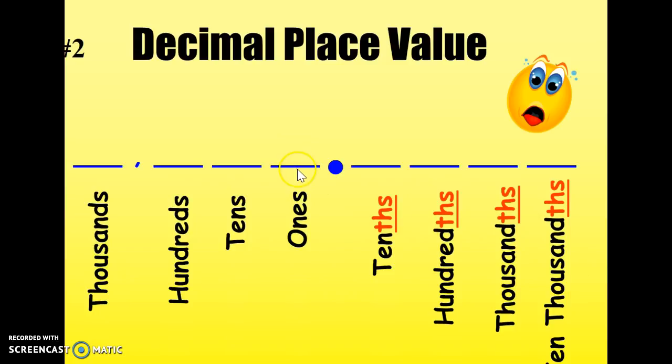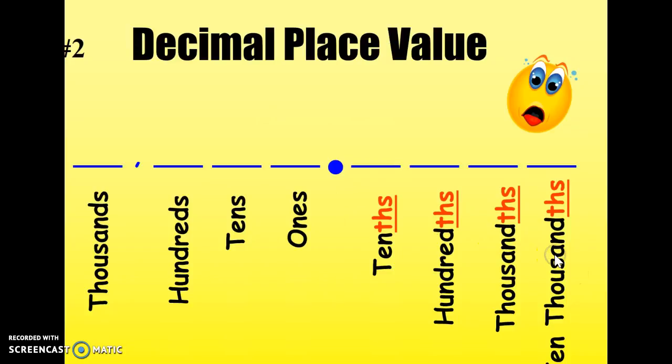So the ones place, if I have a value here, if I have two values, this is like 10, 20, 30, 100, 200, 300, and then we have thousands. Then after the decimal place, this is in the tenths place. So if there was a number here, it would be tenths. Hundredths is the second place after the decimal. Thousandths is the third place. And 10,000ths is the last place.